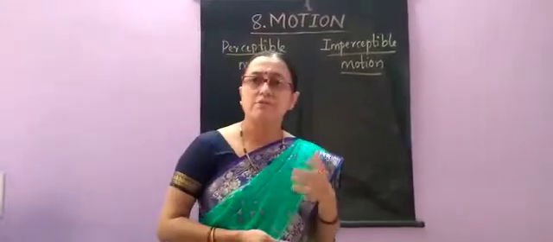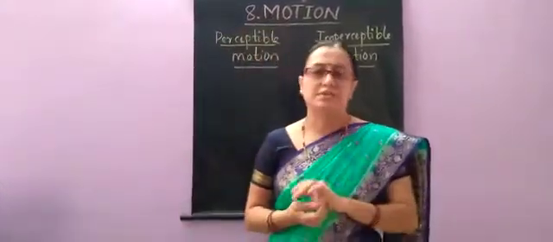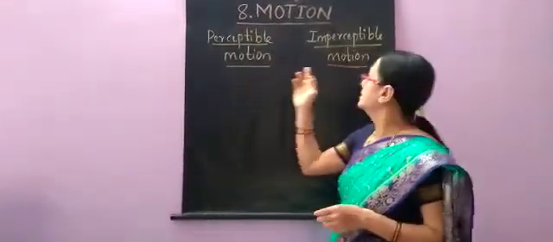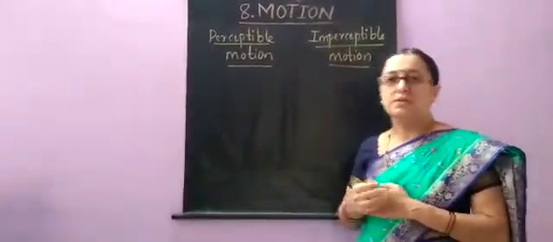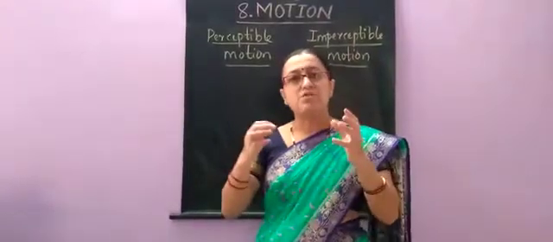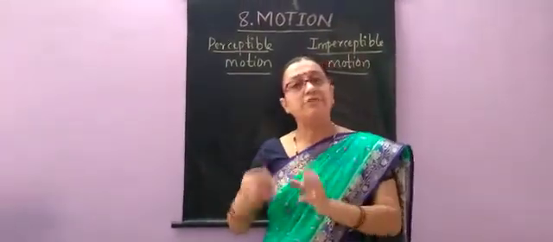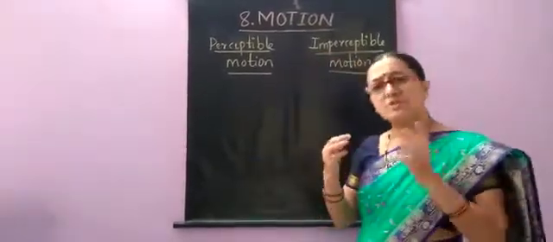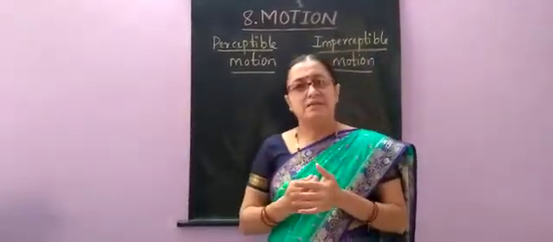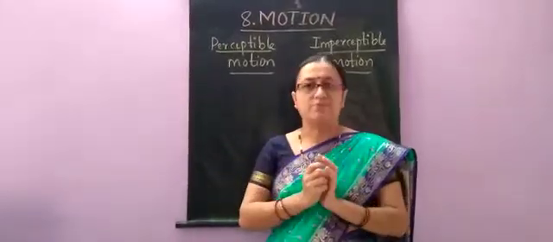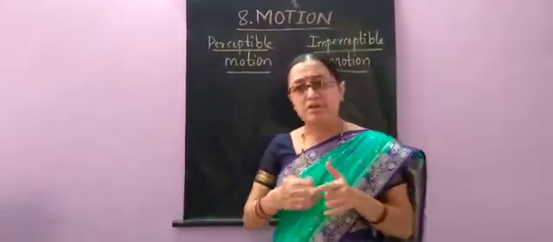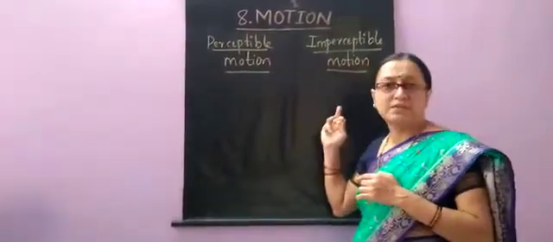In nature, we find two types of motions. One is called perceptible motion and one is called imperceptible motion. Perceptible motions are the motions that we can see and feel also. Some of the motions we cannot see with our bare eyes, and some motions we cannot even feel in our regular day-to-day life activities. They are called imperceptible motions.